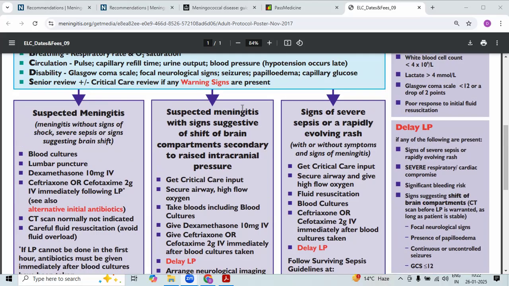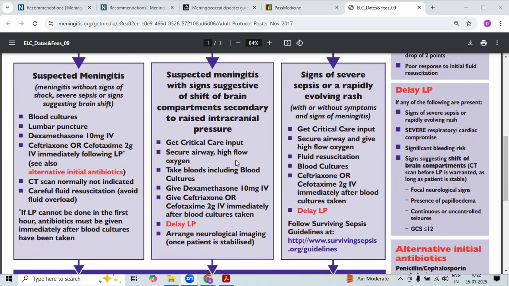Now, suspected meningitis with signs suggestive of shift of brain or compartment secondary to raised intracranial pressure. So there is some shift of brain here. You will get immediate critical care input. You will do your ABCs and do the same things as earlier. Now you can delay lumbar puncture, and you need to arrange neurological imaging in this case. If the patient has severe sepsis or there is a rapidly evolving rash with or without signs of meningitis, again, you need critical care input, and you will do your ABC. Here again, you will delay the lumbar puncture.